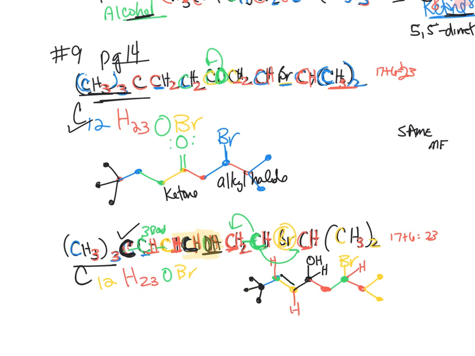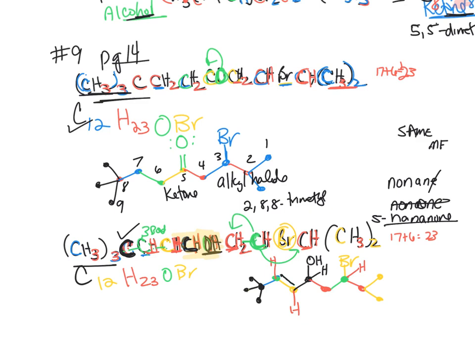Okay, if I was to name this, I would start from this end. 1, 2, 3, 4, 5, 6, 7, 8, 9. Find my longest chain. 9 is nonane. We'll drop the E and add -one: nonanone. And that's on carbon number 5, so that's a ketone. And then you'll see that you have 2-, 8-trimethyl. We'll learn how to do these. Methyl, 3-bromo, 5-nonanone.